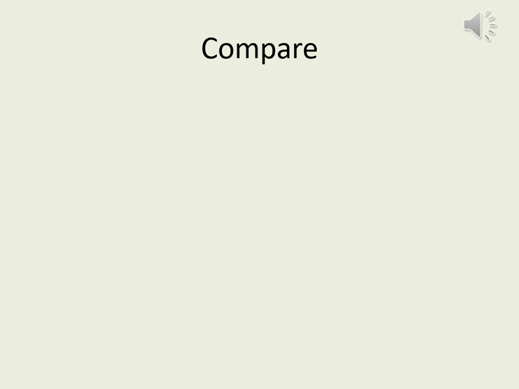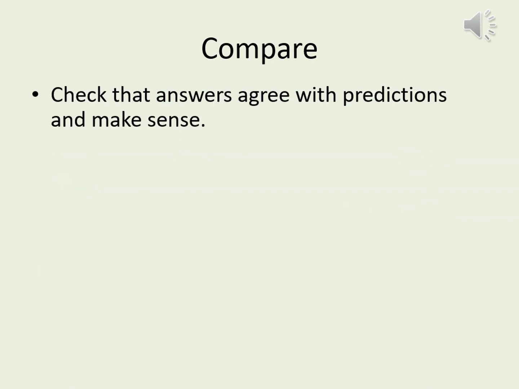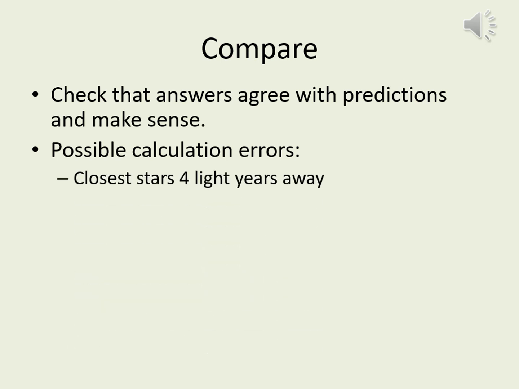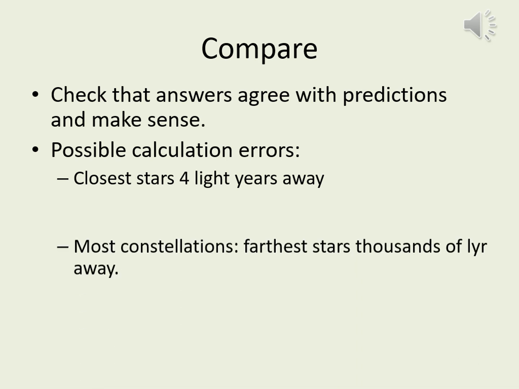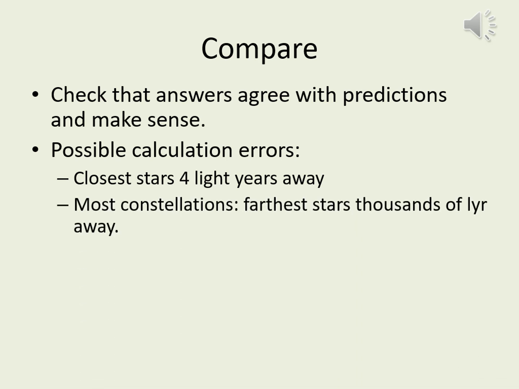Now it's time to look over the answers and decide if they make sense and agree with your predictions. Did you see the relationship between parallax values and distances calculated that you expected to see? There are a few things that could suggest problems with the calculations. You know that the closest star is just over 4 light years away from us. So if you're getting distances less than that, it means there's something wrong with the answer. For most constellations, the largest distances you're likely to see will be no more than several thousand light years away. Within the plane of our galaxy, it's hard to see individual stars much further away than that.